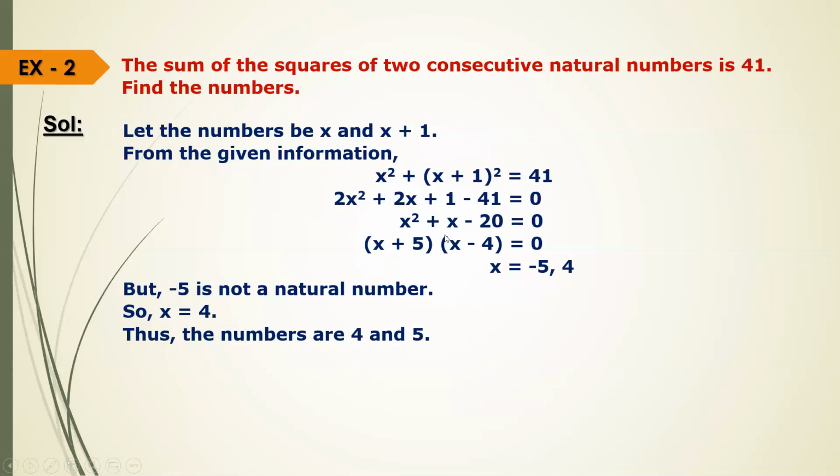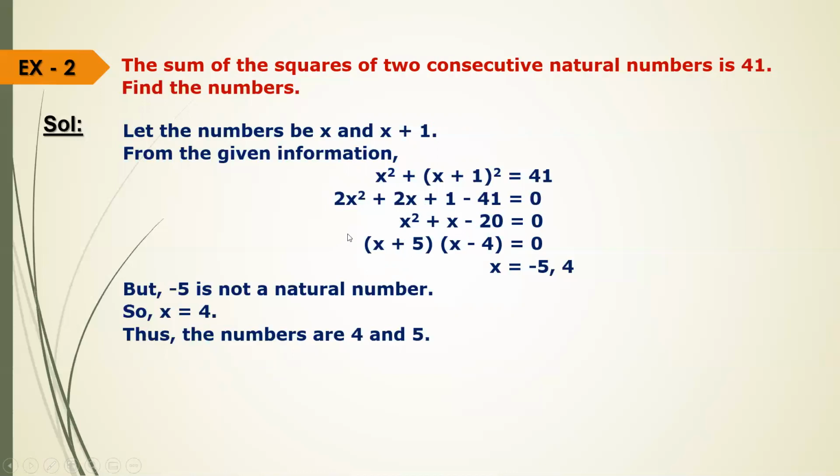Now split the middle term. Here also plus sign is needed. So 5 fours are 20. 5 will be with plus sign and 4 will be with minus sign. So we will write x square plus 5x minus 4x minus 20 equal to 0.